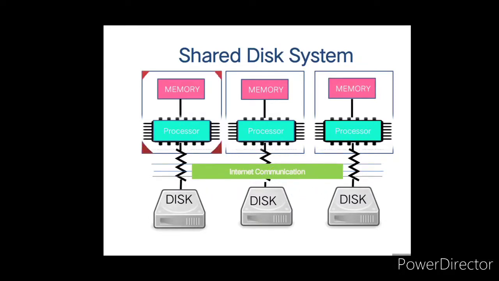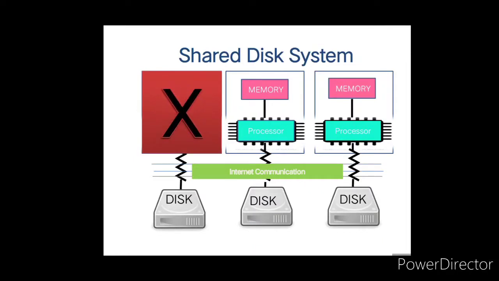The advantage of the shared disk system is that if a processor fails, the other processors can complete the task. The disadvantage of the shared disk system is that it has limited scalability, as a large amount of data travels through the intercommunication channel. If more processors are added, the existing processors are slowed down.